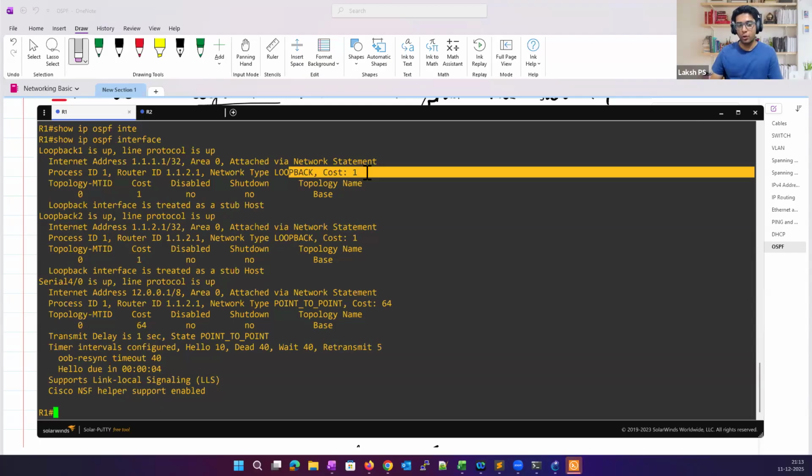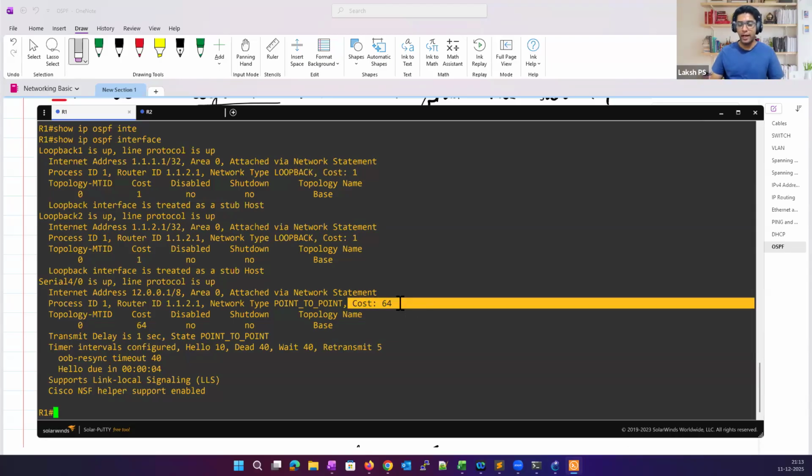When OSPF calculates the shortest path to a particular destination through the link bandwidth or the cost, the cost that I was talking about is this cost that OSPF has calculated using the link bandwidth.